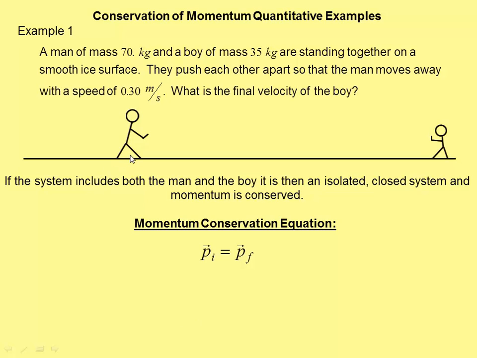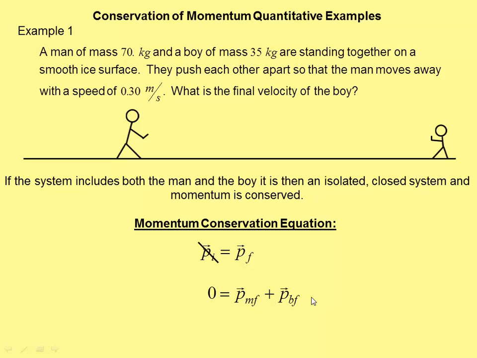Initially, the man isn't moving, and since he's not moving, he has no momentum. Remember, to have momentum, you must have both a mass and a velocity. However, afterwards, both the man and the boy are moving, and therefore both have momentum. So, the initial momentum of the system is 0, but the final momentum is the vector sum of the momenta of the man and the boy. And notice there, it's a vector equation. It's not scalars. We are doing vector algebra, and therefore eventually we're going to have to deal with directions.